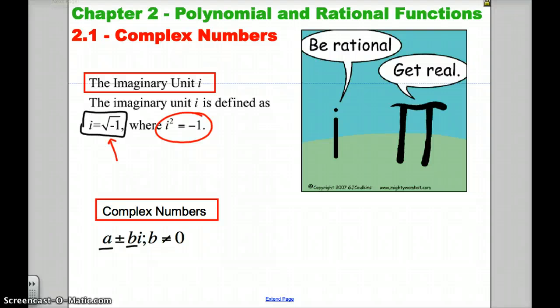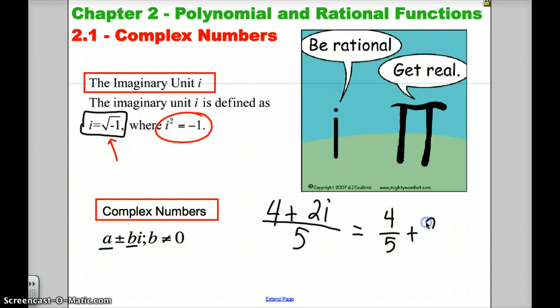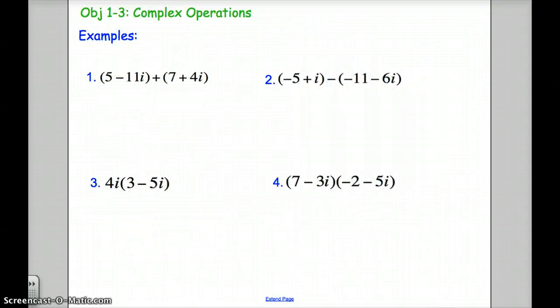A couple of other things to understand. If you've simplified a number to the following, 4 plus 2i all over 5, this is a complex number, but it's not written in standard form. The standard form is always to break it apart and write it separately, like this. So when we ask for information in standard form, it simply means you should have two separate numbers, a plus bi. It shouldn't be one big fraction, as you saw in the first part here.